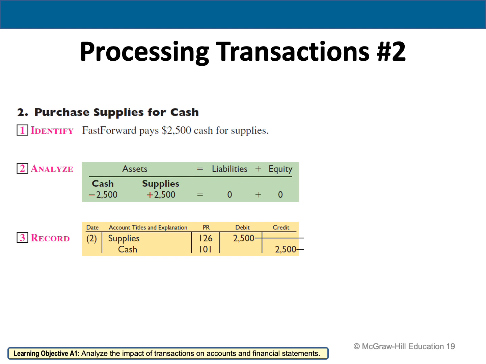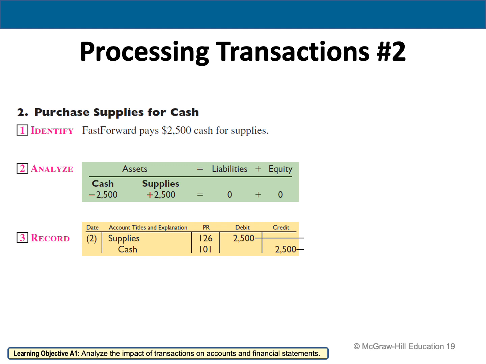Because the cash is decreasing, I'm going to record it as the second line in the journal entry, because it's decreasing on the credit side, and the second line always represents the credit side. So that's why I record cash, and I record also 2,500 on the credit side.